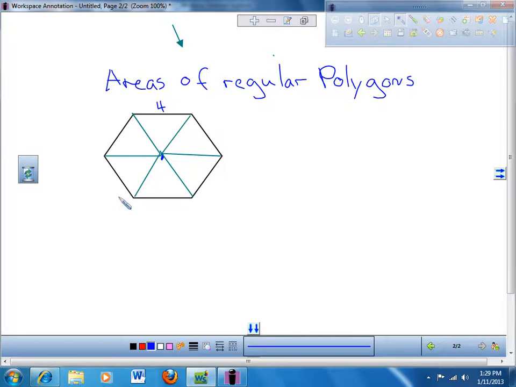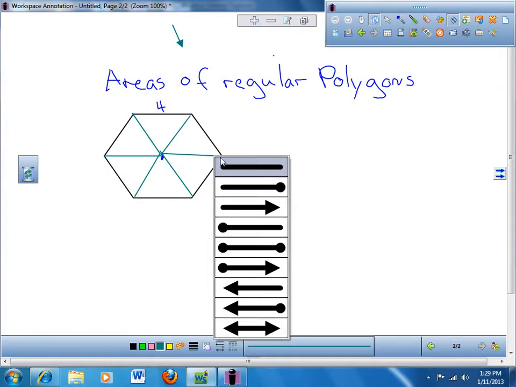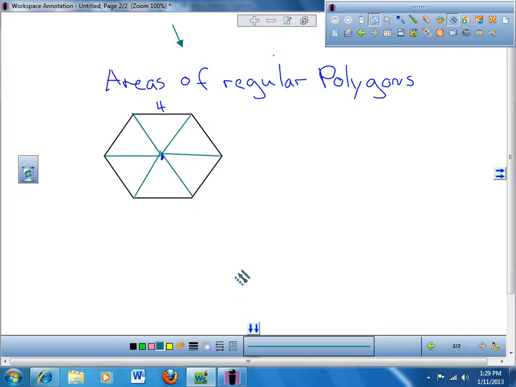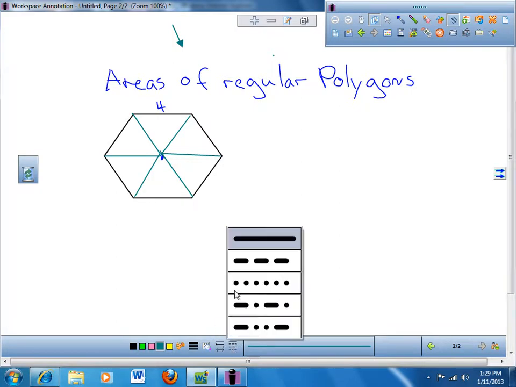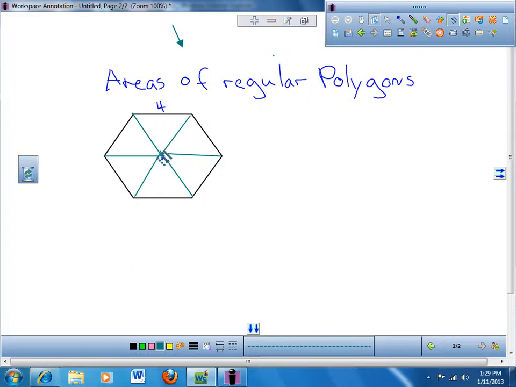Actually, in the next chapter, we'll find out that there's a way to figure out what this is, at least for a regular hexagon, without doing anything. But you have to have something else. And that something else, in this case, is called the apothem. Okay? The apothem is the altitude of one of those triangles in a regular polygon.